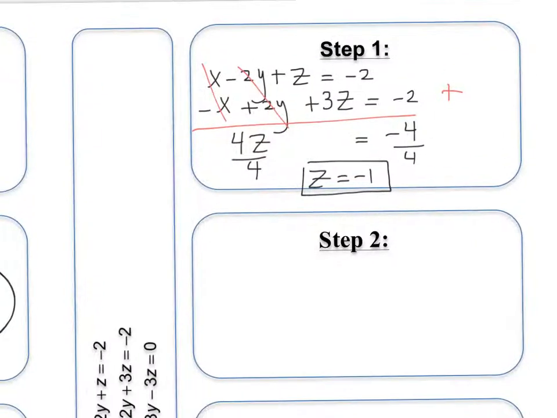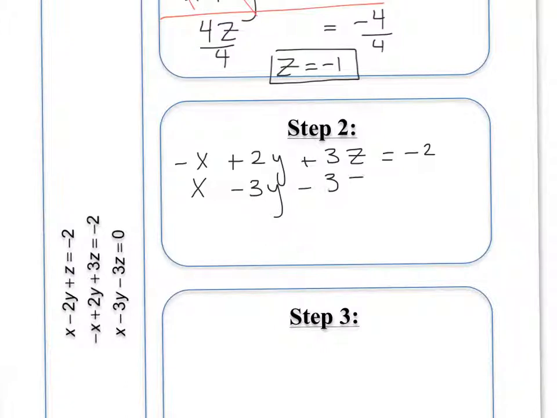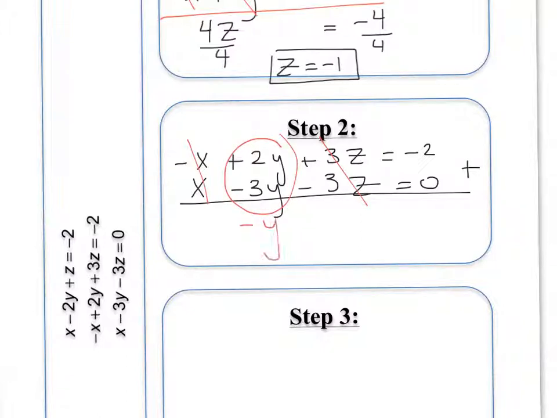Now let's go ahead and copy the second and the third equation into step 2 to be able to find my second variable. So negative x plus 2y plus 3z equals negative 2. And the third equation, which is x minus 3y minus 3z equals 0. Let's try to add these two equations and see what I can find. Negative x and x can cancel out. Plus 3z minus 3z will cancel out. 2y plus negative 3y, that's a negative y. And negative 2 plus 0, that's a negative 2.